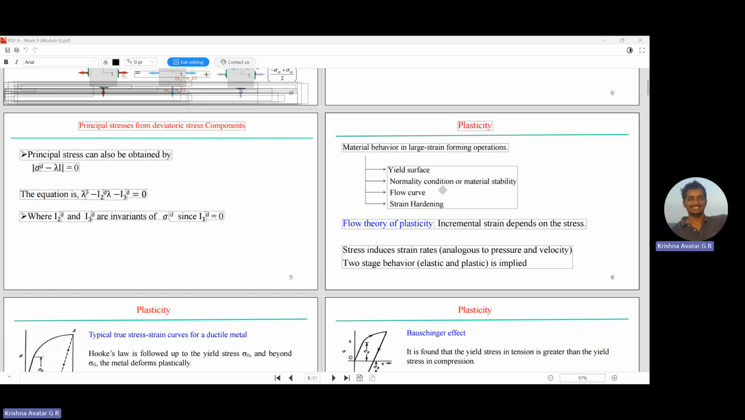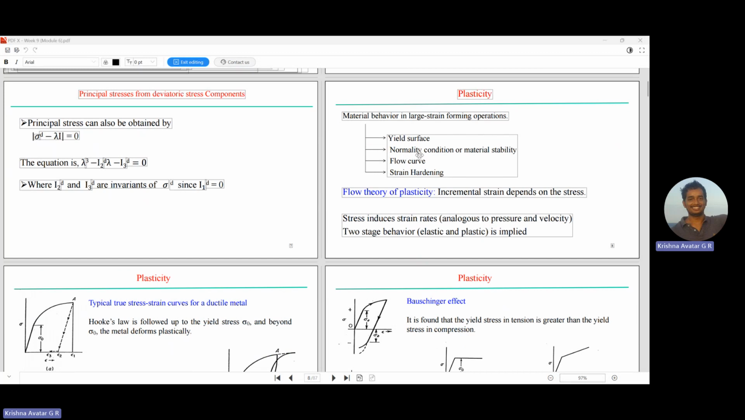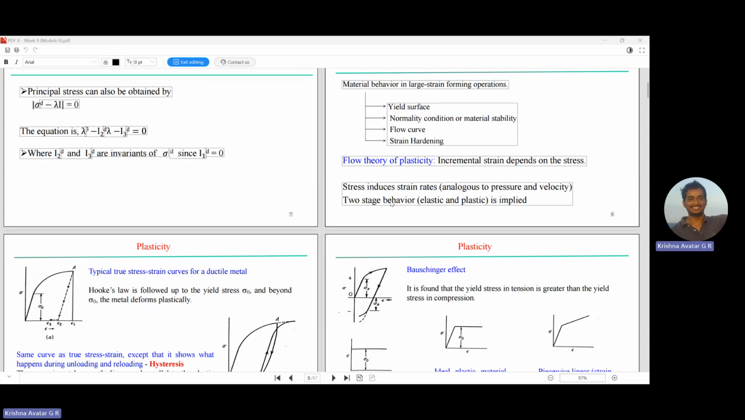If our stress configuration at any point in the material lies within the surface, within that volume with the yield surface as its boundary, then it means that this material is mechanically safe, we can call it. If it lies beyond that, then it will undergo plastic deformation. Within it, it will just undergo elastic deformation, which means if you remove the load, it will return to its original configuration. Then we have what we call the normality condition or material stability, and this follows with the flow curve, then the strain hardening, and we'll be discussing all of that today.